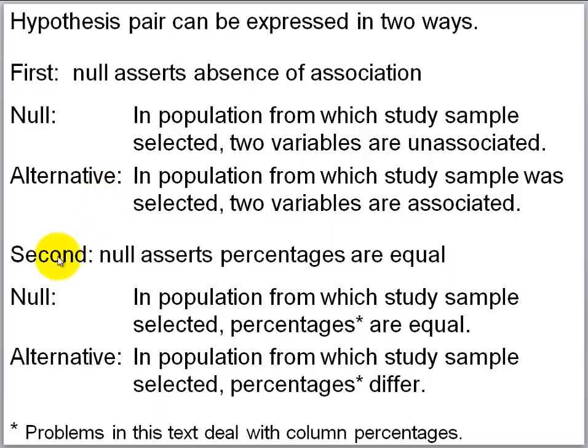Now recall that with categorical variables, equal percentages convey absence of association. So another way to think about the hypothesis pair is in terms of percentages. If you think about the hypothesis this way, then the null states that in the population from which the study sample is selected, percentages are equal, and the alternative states that this is not the case. And indeed, it's possible that percentages could be equal in a population, but even so, due to luck of the draw, you could get differing percentages in your random sample. So that's the question that this test is tackling.